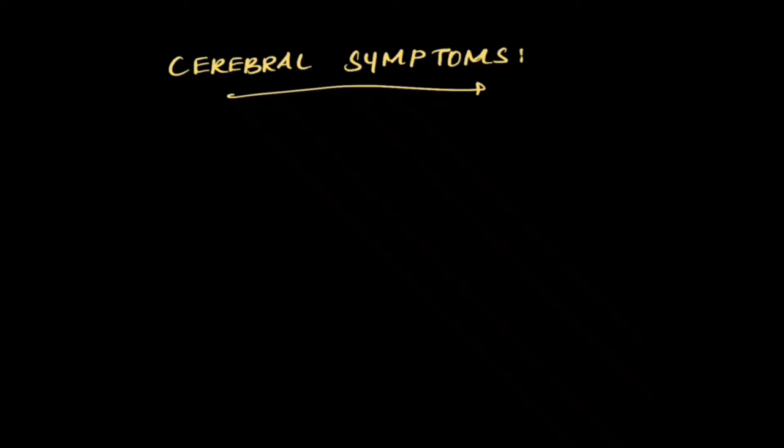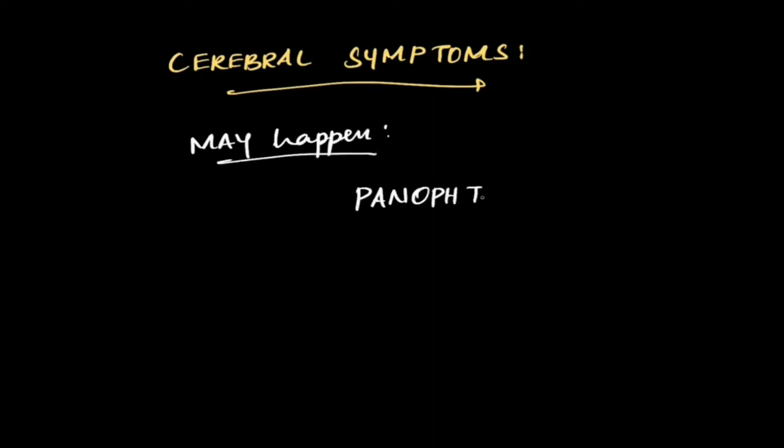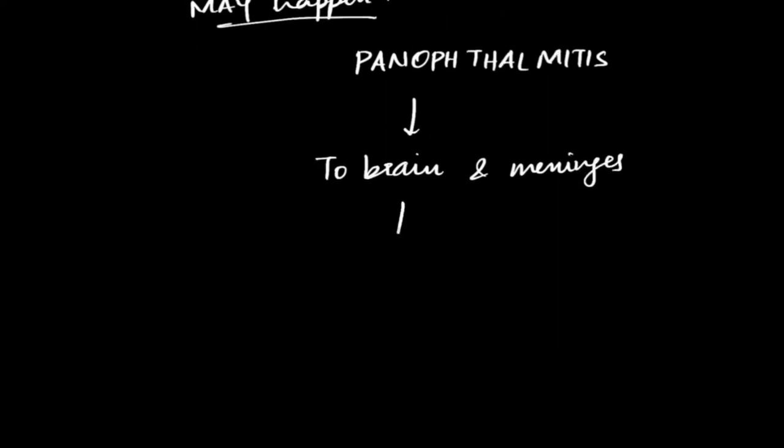So if it is severe, it could cause cerebral symptoms also. The mechanism of orbital cellulitis causing cerebral symptoms is that this may happen in severe cases due to panophthalmitis. So there is inflammation of the complete ocular structures, and the inflammation may pass on to the brain and the meninges.